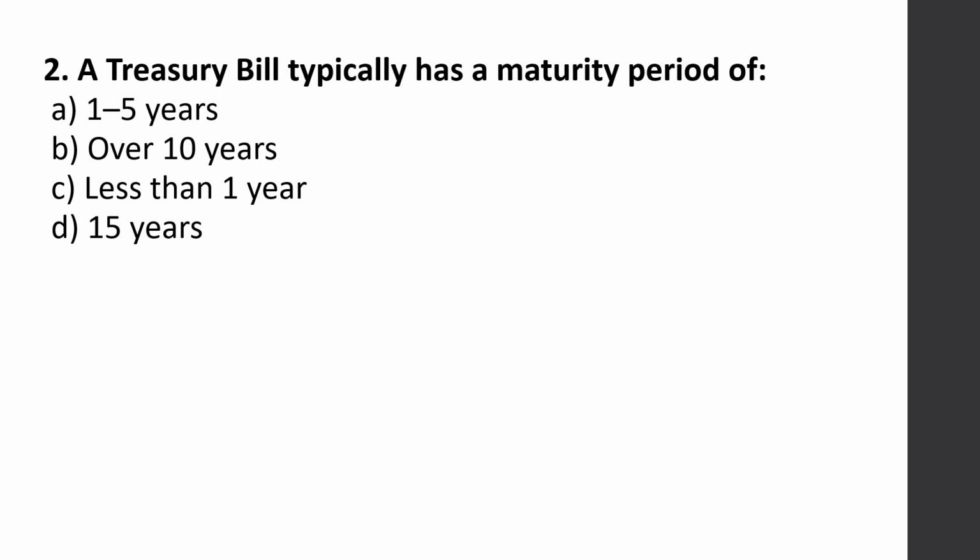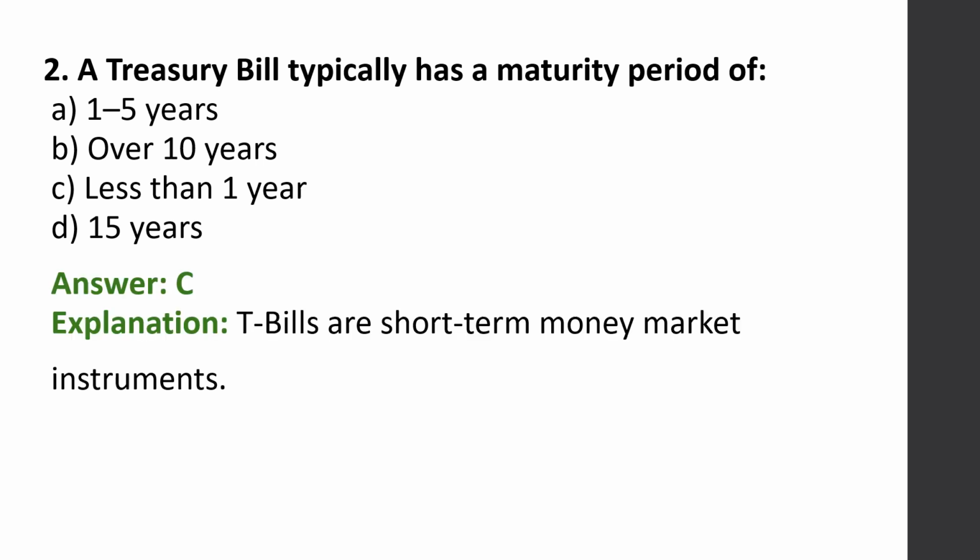Next question. A treasury bill typically has a maturity period of option A 1 to 5 years, option B over 10 years, option C less than 1 year and option D 15 years. Correct answer is option C less than 1 year. T-bills are short-term money market instruments.